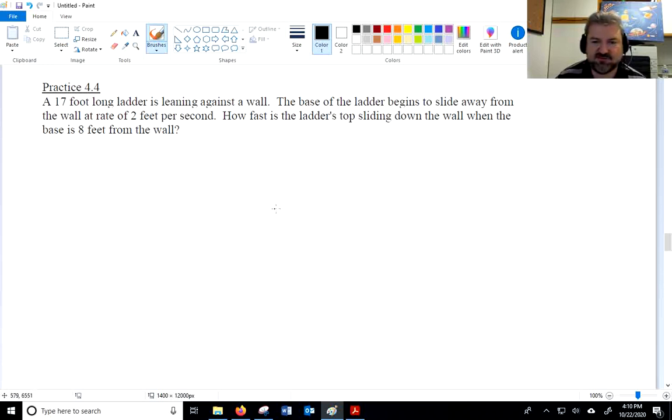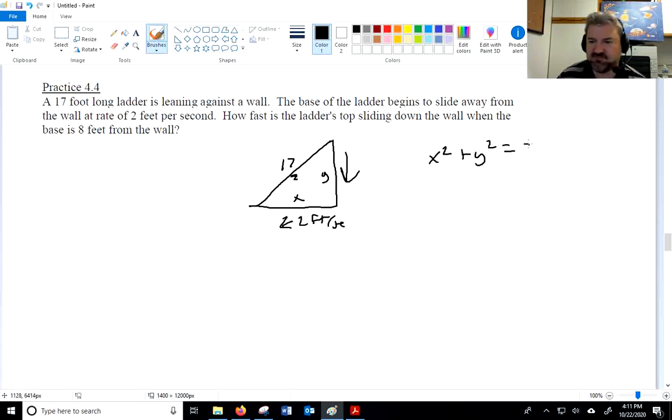All right, so we have a 17-foot ladder, and that is not changing. That ladder is not growing or shrinking in size. The base of the ladder begins to slide away at a rate of 2 feet per second. So it's going this way at 2 feet per second. And we want to know how fast this is happening. Well, I usually call this z, and this x, and this y. So we know that x squared plus y squared equals z squared.